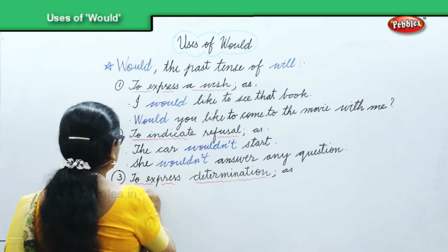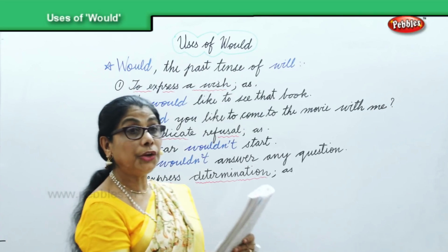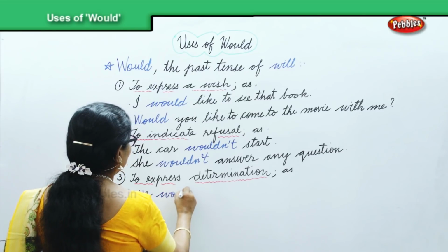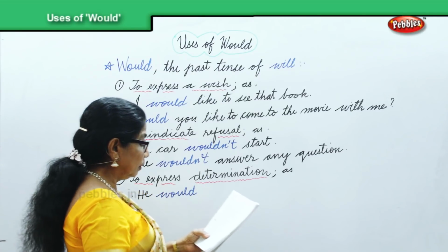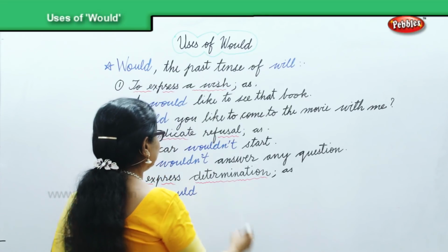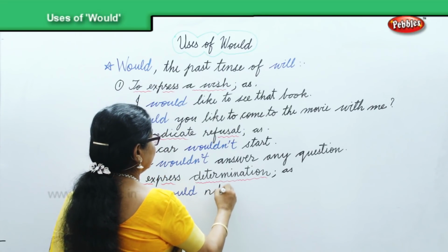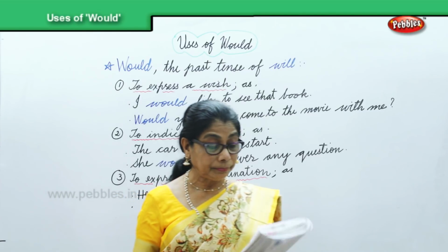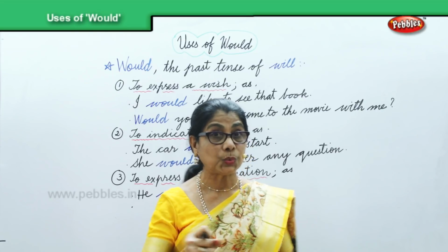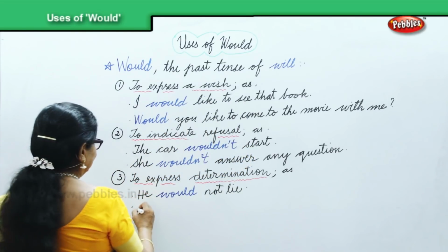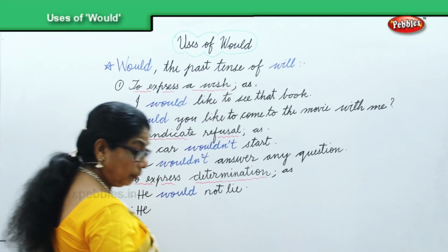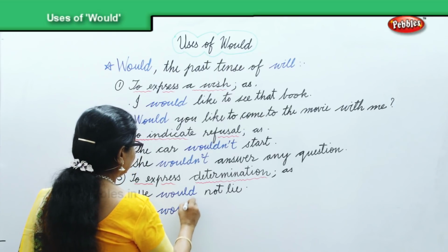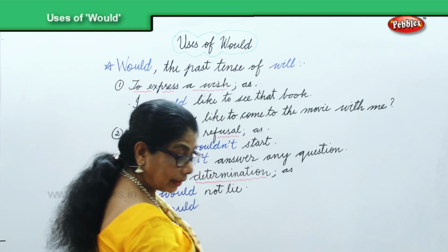He would not lie. He would not. And the second sentence, it says, he would have his way. He would have his way.